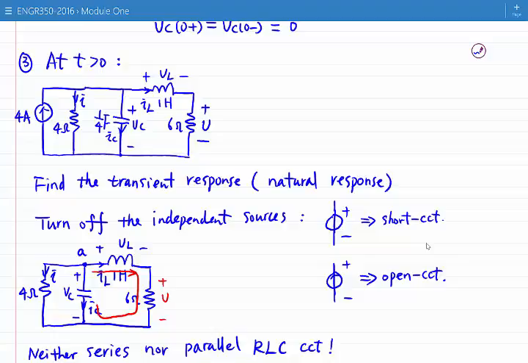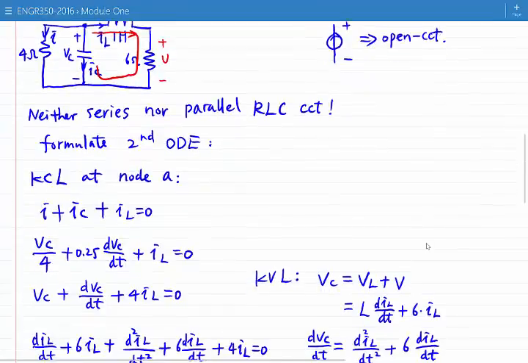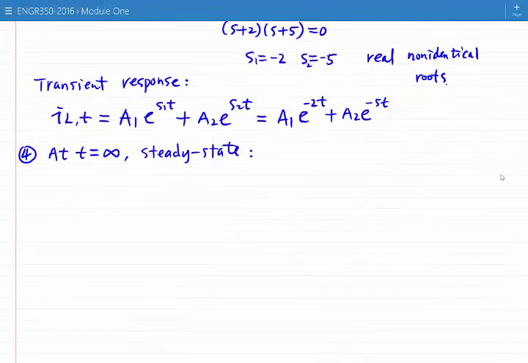For the inductor in steady state, because it is DC, with DC current flowing through it, the inductor is a short circuit. And for the capacitor, because it's a DC circuit, the capacitor will be an open circuit. So we can replace the inductor with a short circuit and the capacitor with an open circuit. Let's draw the circuit again.